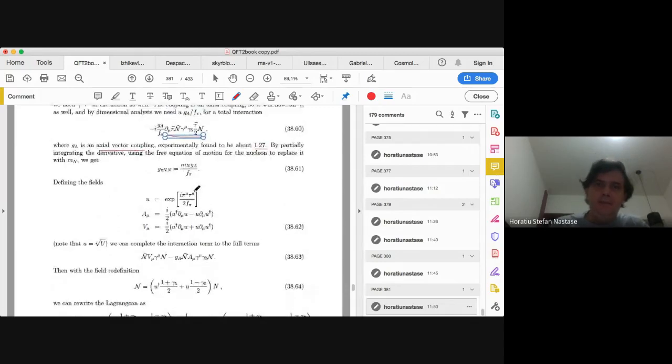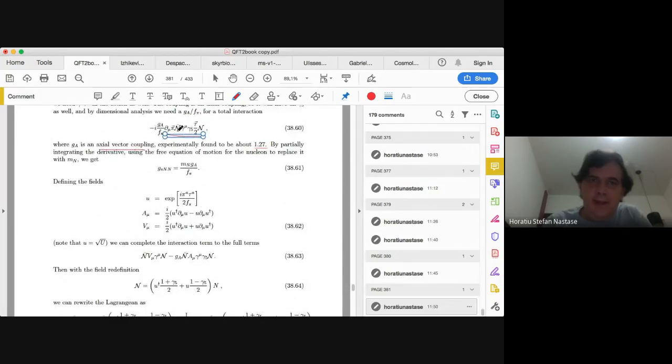Then we can complete the interaction term of the nucleons with the pions by introducing this. So this will be an axial vector-like object, and this will be a vector-like object. So the interaction will be correspondingly n bar v mu gamma mu n minus n bar a mu gamma mu 5 n.